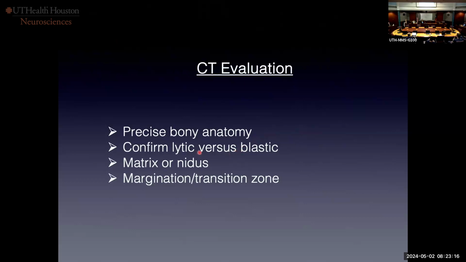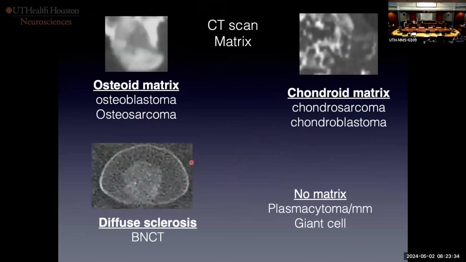We are going to confirm lytic versus blastic, which we already have suspicion of based on the MRI. And we're going to look for matrix or nidus. And we're finally going to look at the margination of lytic lesions to see whether we think they're aggressive. We're going to look at the margination or transition zone.